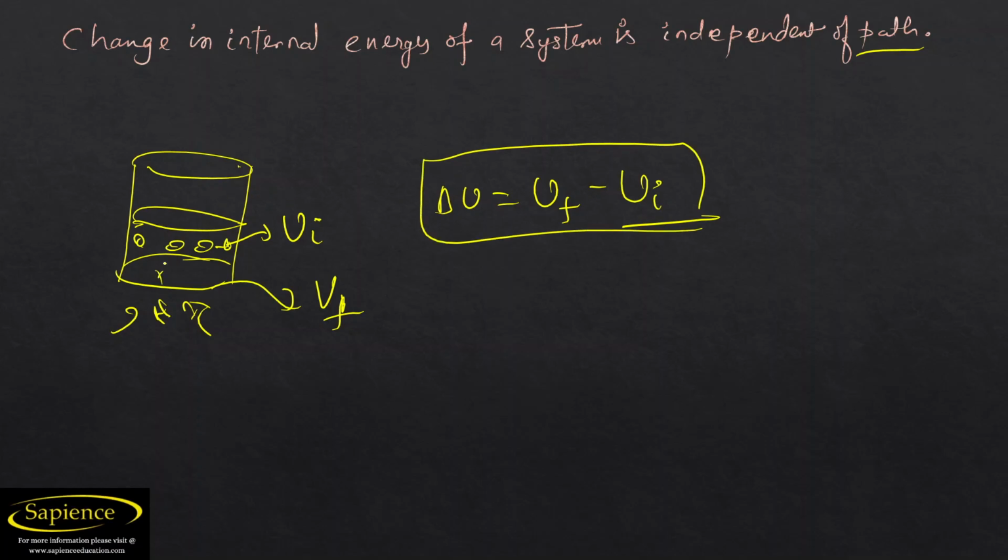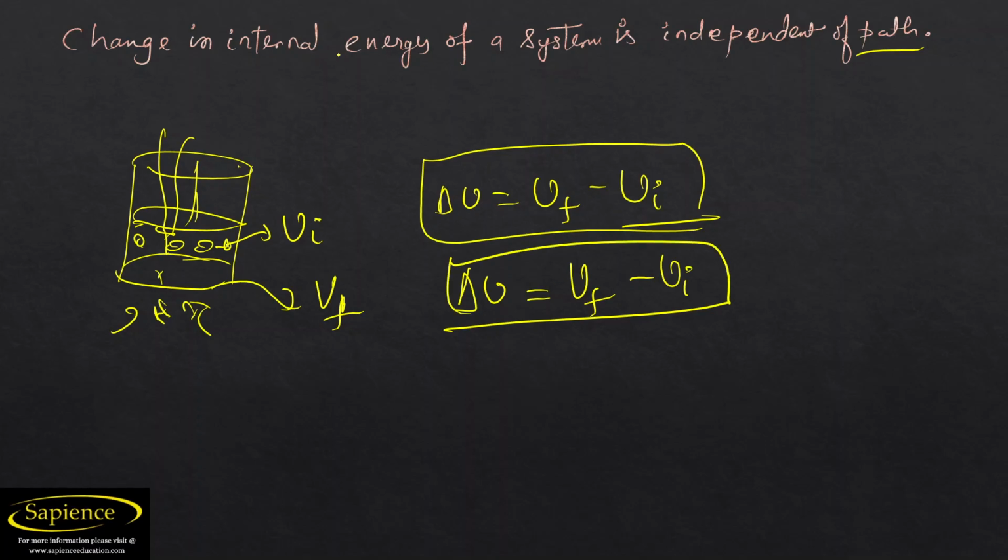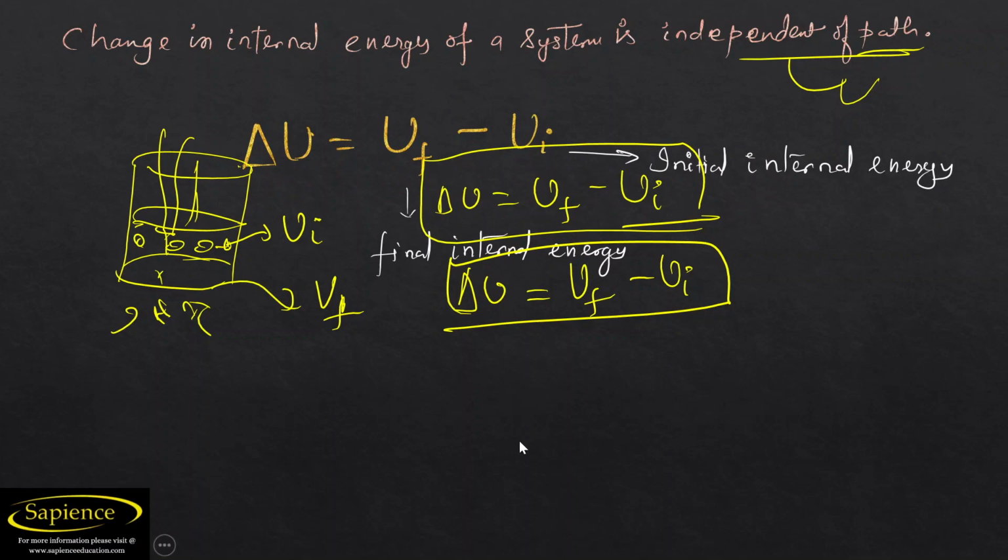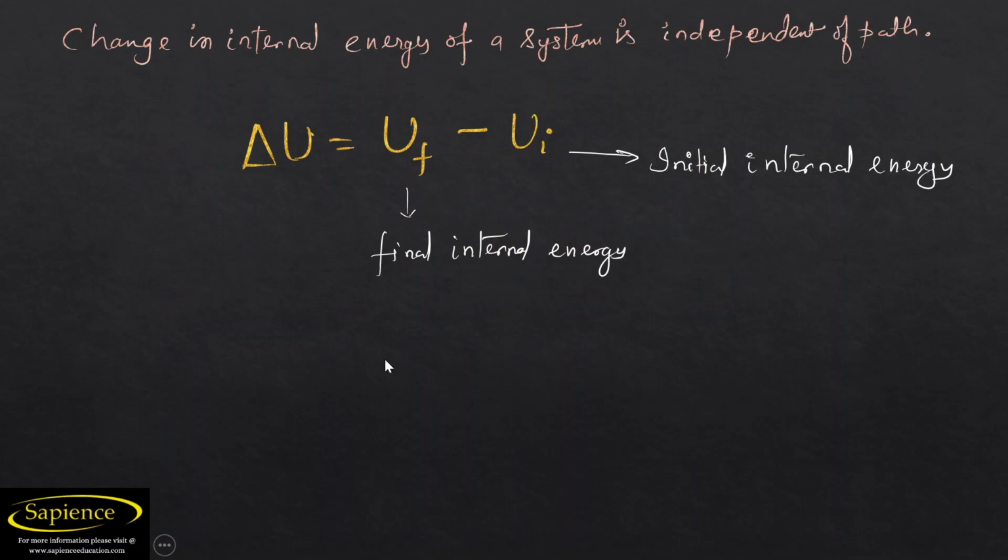There may be a heat source, there may be a pressure source, there may be work done, no matter which type of thing has been applied. The change in internal energy only depends upon the final as well as the initial internal energy, and this is what is known as independent of the path. I will elaborate on this path function as well as point function in a further video, and after that I will explain it in a broad way with the graphical method.